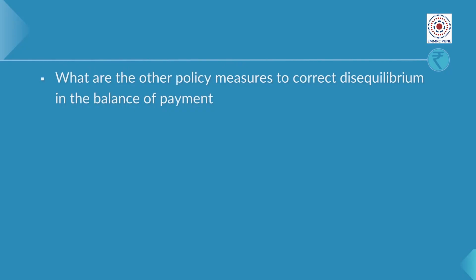So, we have completed all the fiscal policy measures or instruments to correct disequilibrium in the balance of payment. Now, we will discuss the other policy measures to correct disequilibrium in the balance of payment. The other measures include encouragement to foreign tourists and visitors, motivation to foreign investment in the country, foreign loan and automatic measures or instruments.